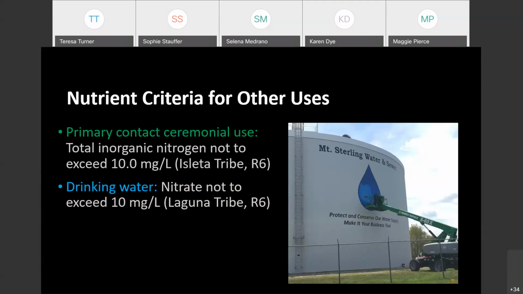And as I mentioned, you most often see nutrient criteria for the aquatic life use, but it's possible to have nutrient criteria for other uses as well. We've got an example of total inorganic nitrogen from the Isleta tribe, and I'm sorry, that was for the primary contact ceremonial use. And then we've got an example from the Laguna tribe for nitrates to protect the drinking water use.